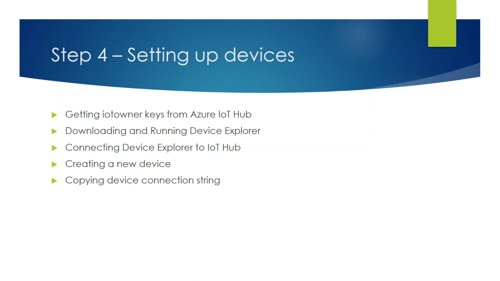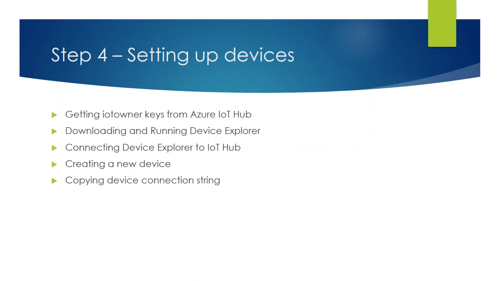The next step is to download and run Device Explorer. Device Explorer is software written as part of the Azure IoT SDK that allows us to connect to Azure IoT Hub, create devices, and listen to events that are created by specific devices. After that, we have to connect Device Explorer to IoT Hub using the connection string that we received in the first step. Then we have to create our first device so that we can start testing our system.